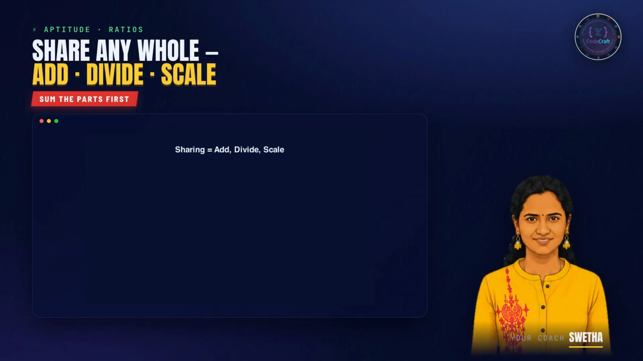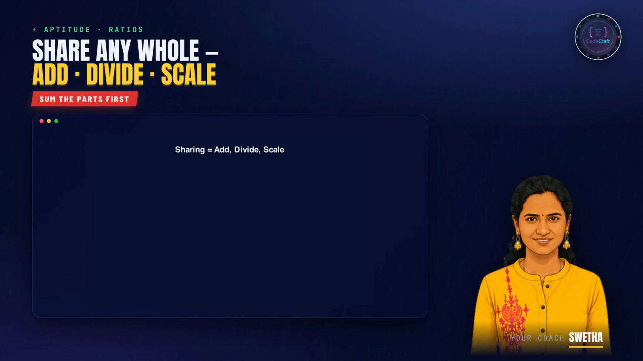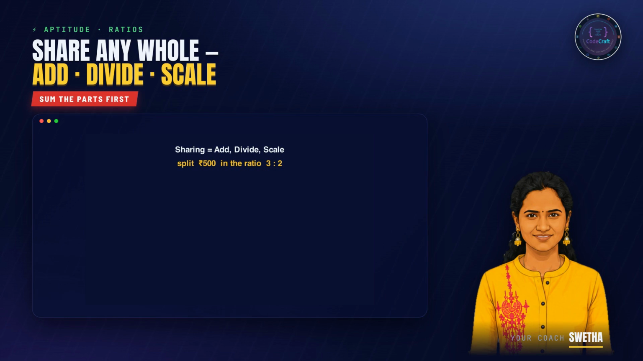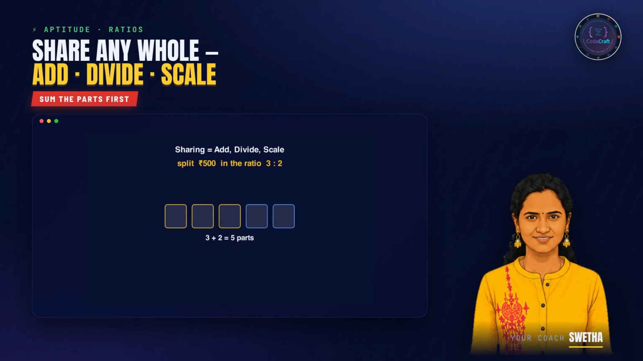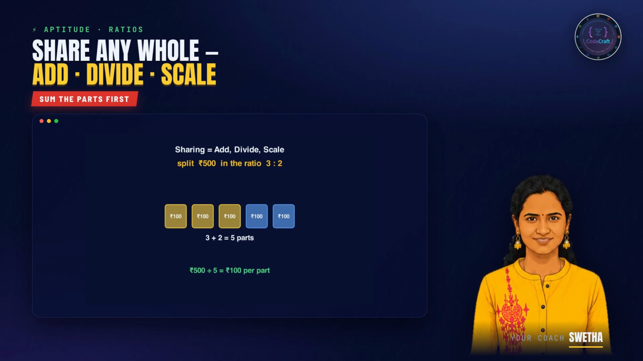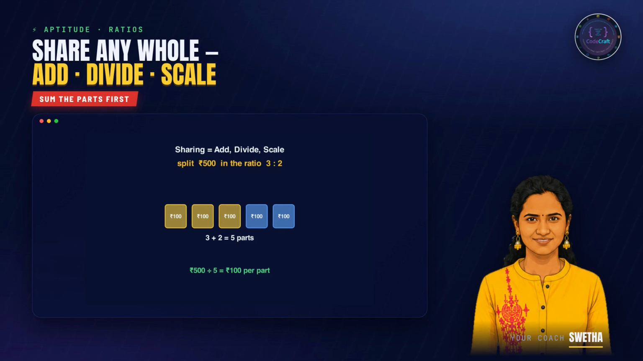So if a ratio is just parts of a whole, then sharing something out becomes easy. Watch. Split 500 rupees between 2 people in the ratio 3 to 2. Do not panic. First, count the parts. 3 plus 2 is 5. Now pour the 500 evenly into those 5 pots. 500 divided by 5 is 100. So each pot is worth 100 rupees.